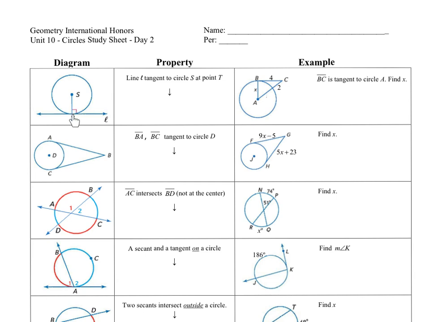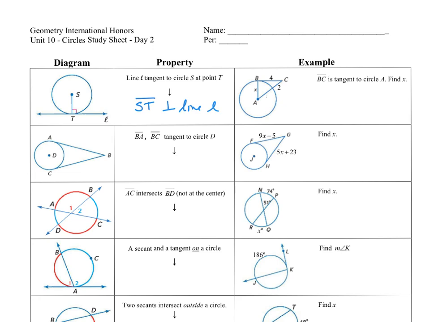of tangency. So the first thing we're going to learn is the relationship between that radius drawn to the point of tangency and the tangent line. So you can see in the diagram we have a right angle symbol marked here. So what we can conclude is that if line L is tangent to circle S at point T, then ST, which is the radius drawn to the point of tangency, is perpendicular to line L.